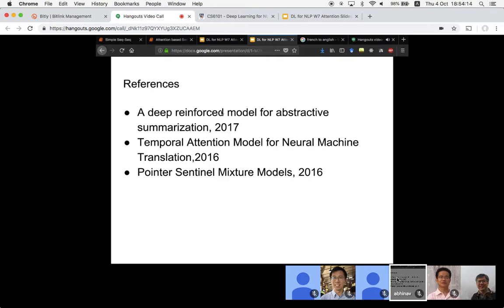The first one is abstractive summarization. It's different from extractive summarization. Extractive summarization just uses the same words, same sentences, and this one may use different things. And then there is a temporal attention model, which is what is used in this extractive summarization. The last one is pointer sentinel mixture models. It's quite close, just 2016 and 2017. If you are interested, you can look through it. Okay, thanks. That's all.